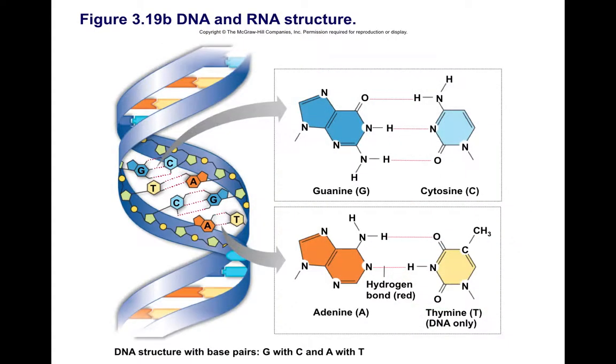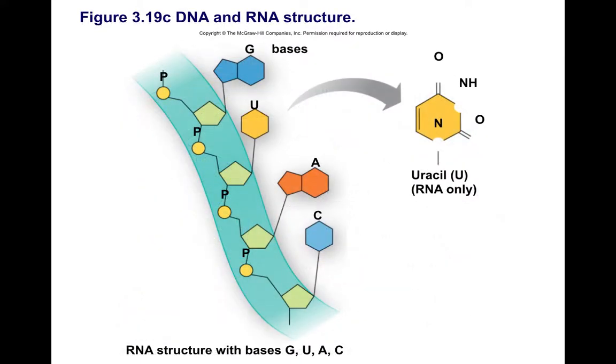DNA, which is double-stranded, bonds together in a specific manner as complementary base pairs: adenine with thymine and cytosine with guanine. RNA instead is just a single strand. And we remember, instead of thymine, we now have uracil.